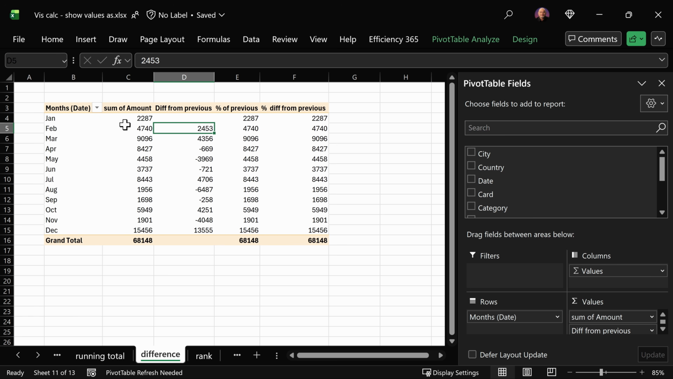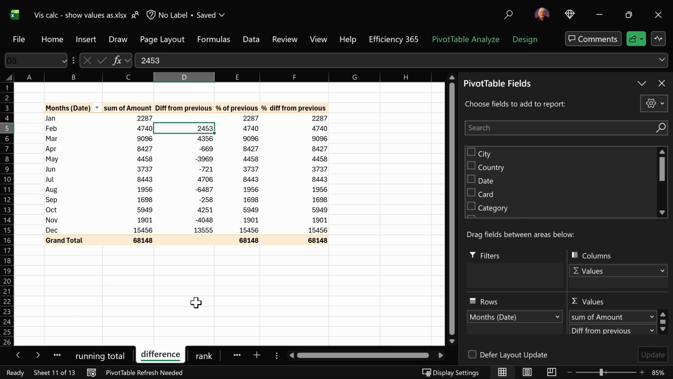So now it did the comparison. So from Jan to Feb, it has increased. How much increase? 2453 is the increase. Now in Feb to March, 4740 has become 9096. How much increase? 4356. From March to April, it decreased by how much?